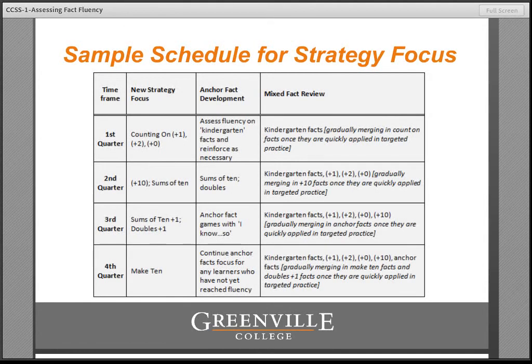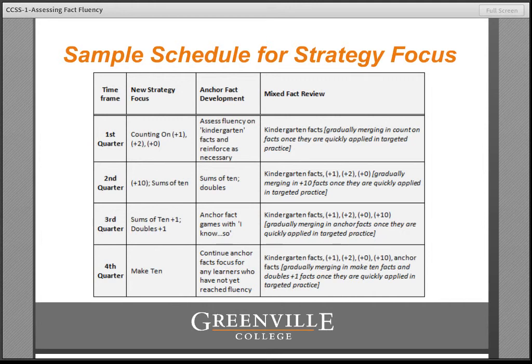So this is a sample schedule. Now you and your school really need to sit down and sort of think through what your own basic facts approach will be. So I'm not trying to suggest that this is the only way of going about it. But here's an idea, and I've got several of these in this lesson to give you sort of a visual idea of what this could look like in practice.